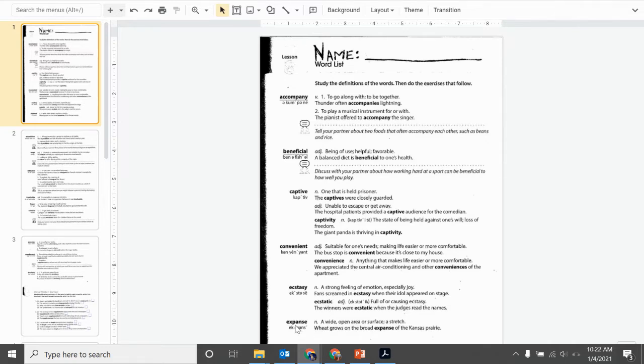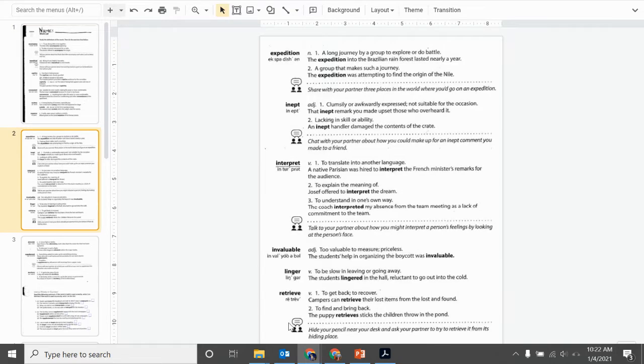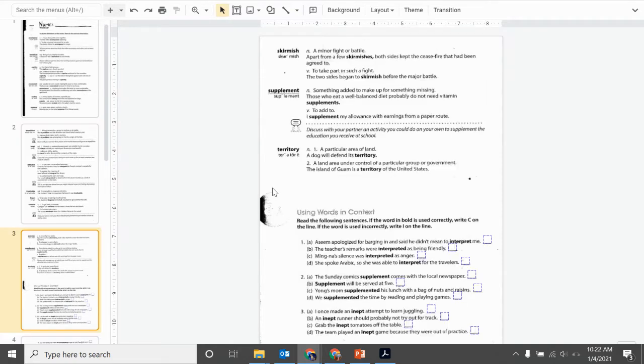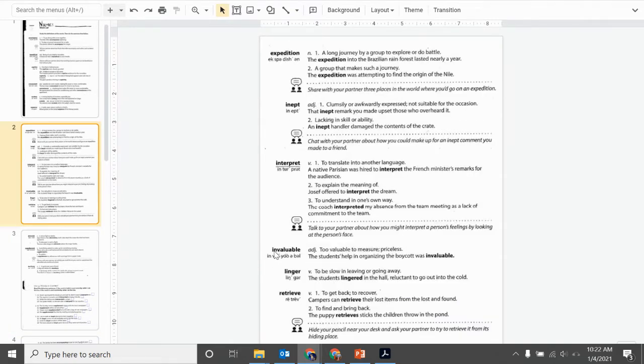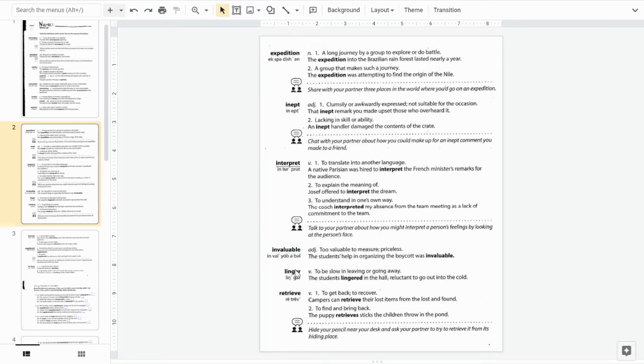Expanse is a wide open area. Now, expedition can be a long journey or the group that makes such a journey. Inept is lacking in skill or clumsily or awkwardly expressed. Interpret, to translate, to explain the meaning of, or to understand in one's own way. Invaluable, sorry, I keep doing that. So invaluable, too valuable to measure.